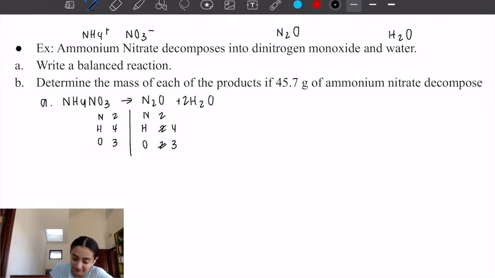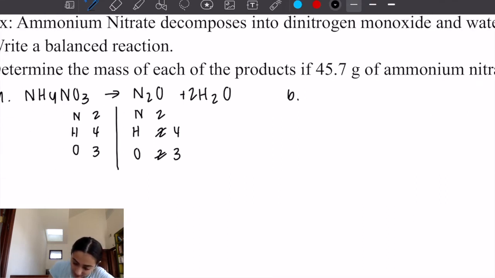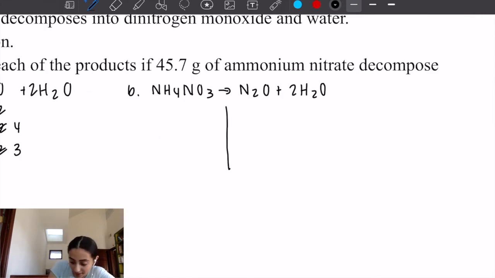So part B says determine the mass of each of the products if 45.7 grams of ammonium nitrate decompose. So I'm going to rewrite my equation, making sure to include the correct coefficients. Then I've completed step 1. Next, I'm going to draw my table.